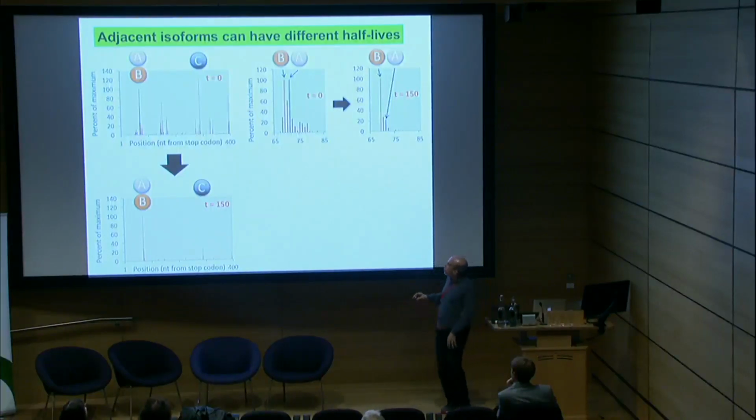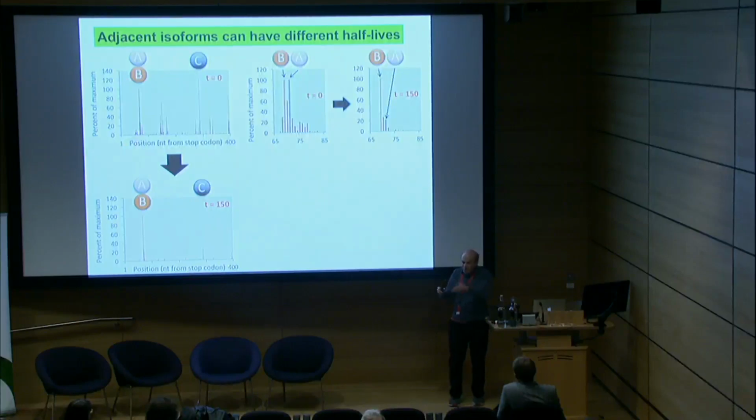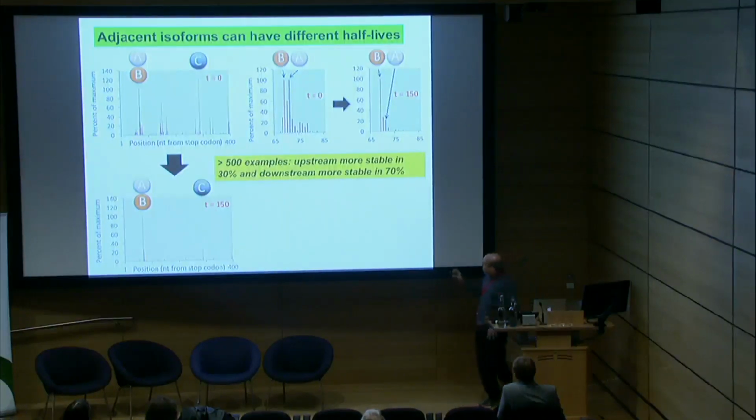But in this experiment, what we could see is that there are occasionally times where adjacent isoforms can have extremely different half-lives. If you look here, for example, at isoforms A and B, at time 0, they're equal. But 2 hours after the depletion, B is still pretty stable, and A is much less. And if you compare that to A, B, and C, it's the same thing. So isoforms that are 1 or 2 base pairs apart, virtually identical, can have very different half-lives. And we have hundreds of examples of this. Sometimes the upstream one is more stable, sometimes the downstream one is more stable.